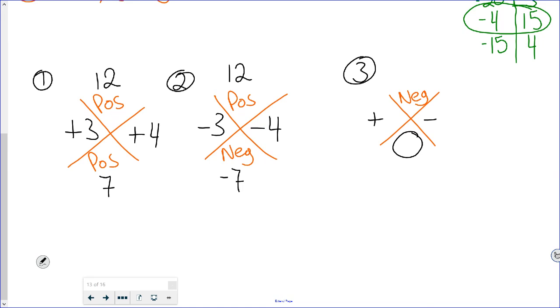Okay? All right. Hopefully this helps. Feel free to rewind and pause and go back and check any of these steps. But this should be a pretty good overview of what you will see for our factoring.